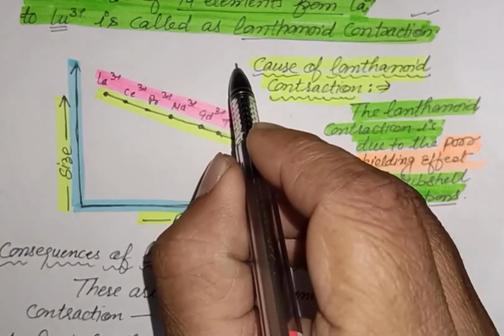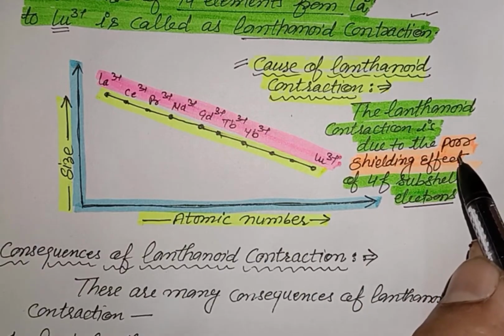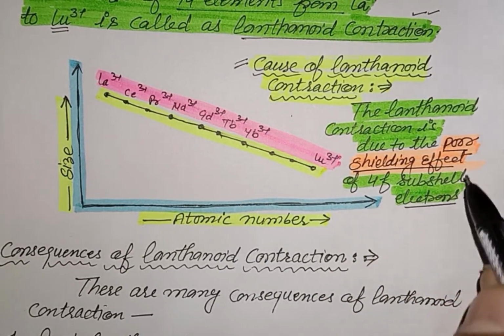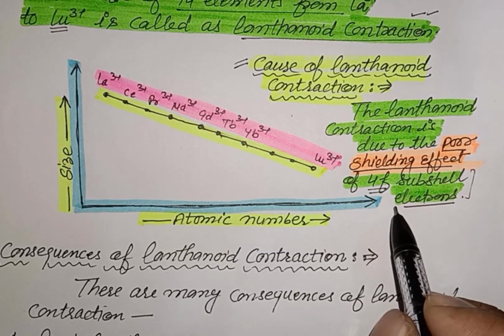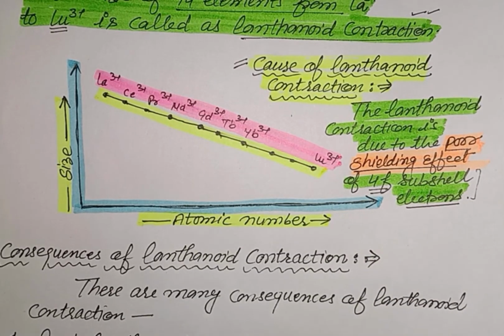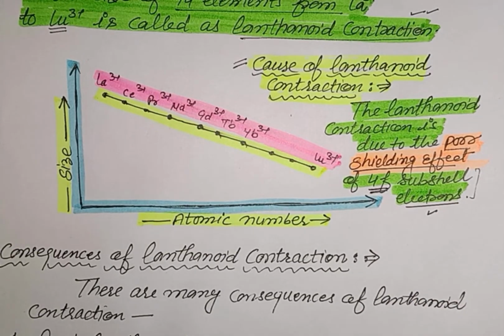Next is, what is the cause of the lanthanoid contraction? Why does the lanthanoid contraction occur? It is because of the poor shielding effect of the electrons which are present in the 4f subshell in the case of the lanthanoids. So the cause of lanthanoid contraction is the poor shielding effect of the electrons present in the 4f subshells.